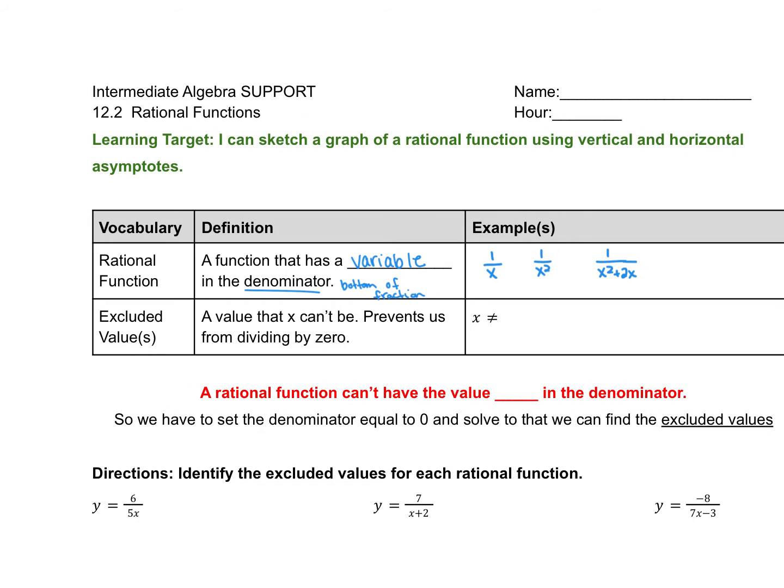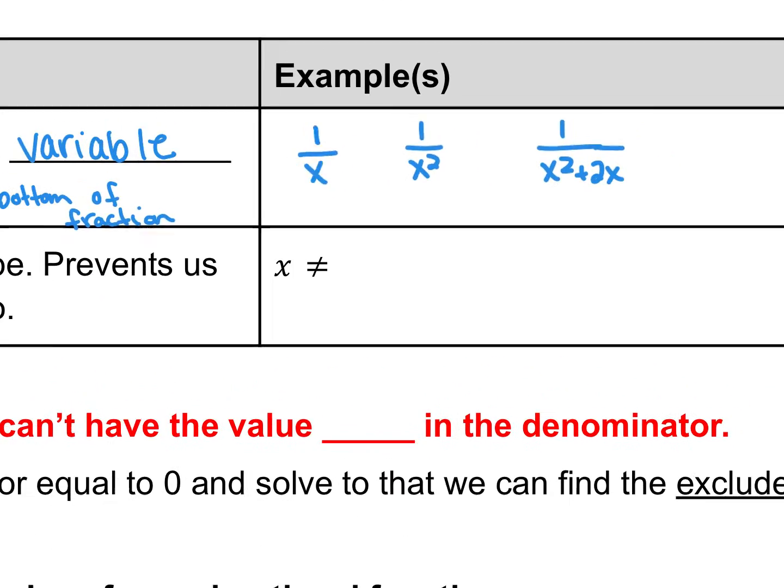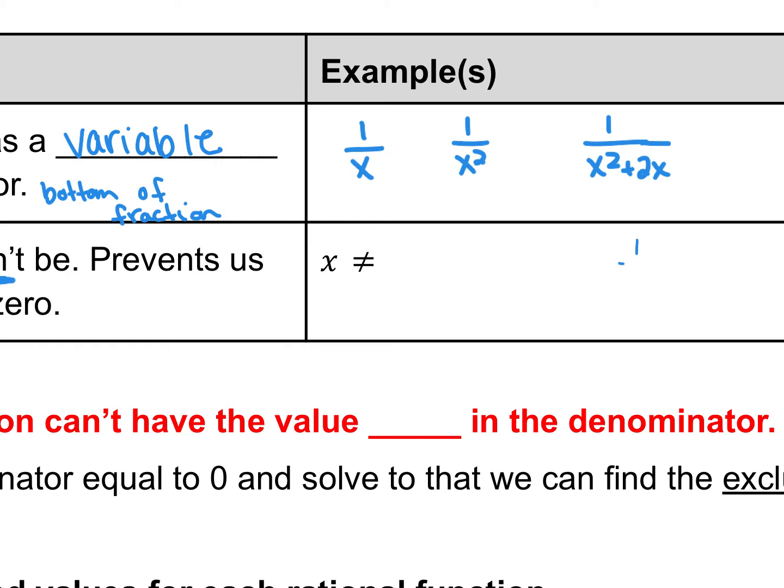An excluded value, or excluded values, are values that x can't be. Okay, so can't is the key word here. It prevents us from dividing by 0. So if you guys remember from the past, we can't have 1 over 0. If 0 is in the bottom of a fraction, it doesn't work. So because of this, we have x does not equal whatever value. And we're going to talk about that.